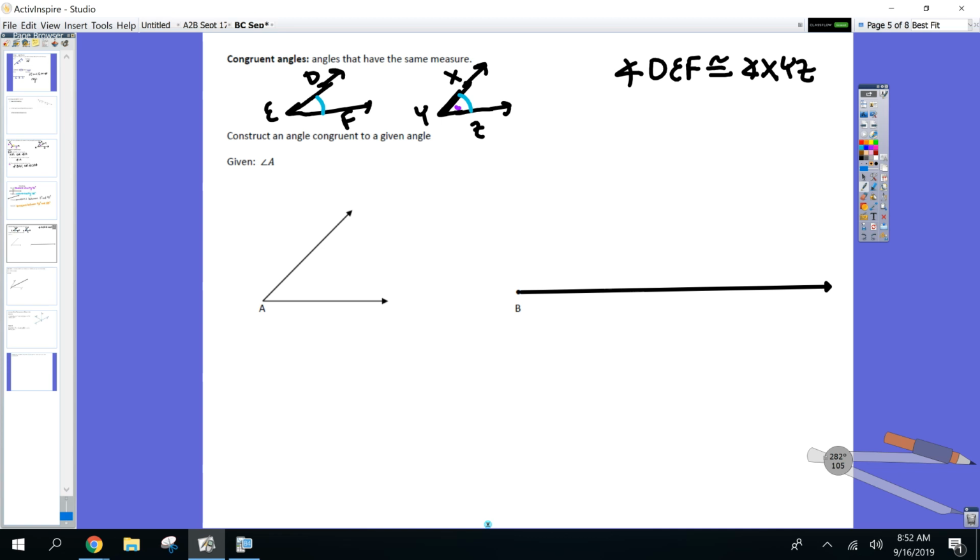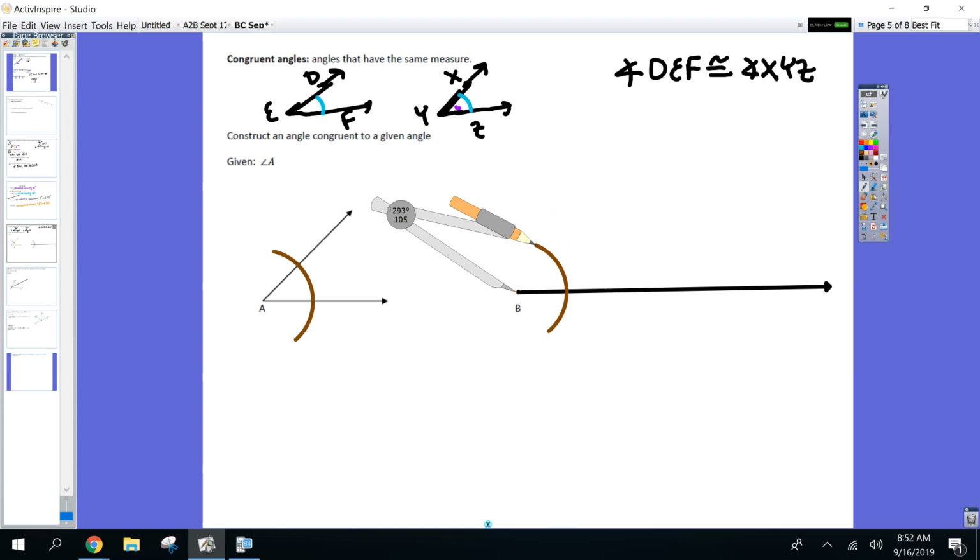All right, ready? First step, take your compass and put it on vertex A. You're going to make an arc that goes through both rays. I don't care how wide or how narrow it is, just make an arc that goes through both rays. Then leave the opening of your compass the same, travel over to endpoint B and make the same arc that intersects your ray. Okay, so two arc marks.